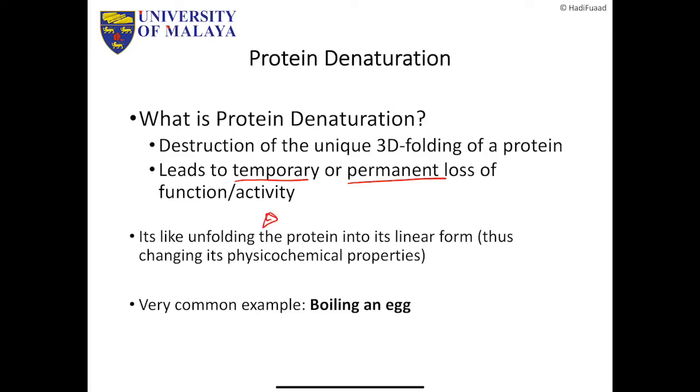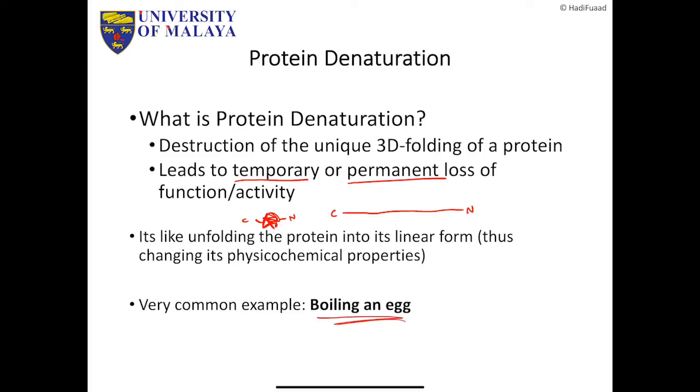So it's like, you know, you have this folded protein, and then you take one end and then you take the other end and then you pull it apart so that it becomes linear. Okay, so that is what denaturation is. A very common example is boiling an egg.